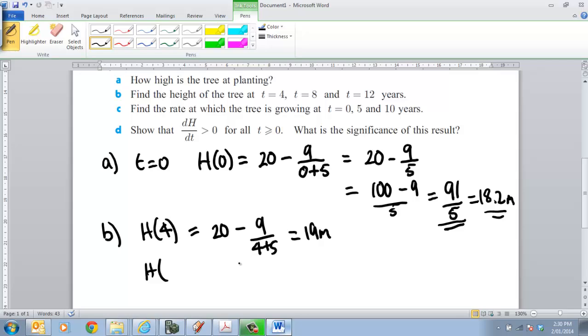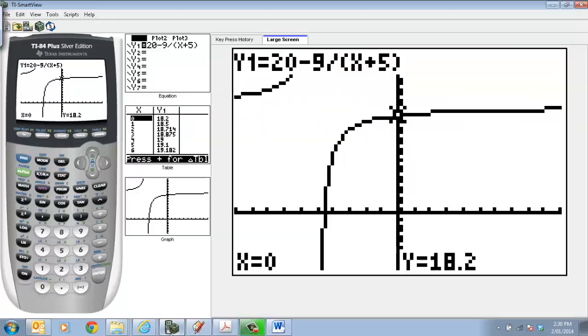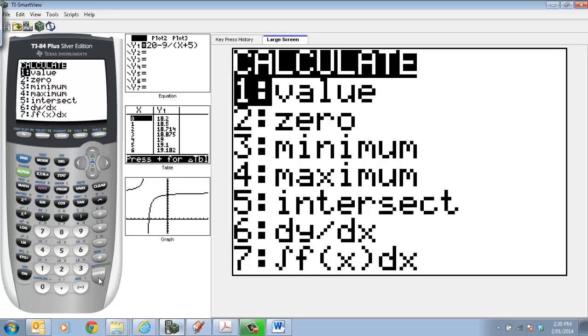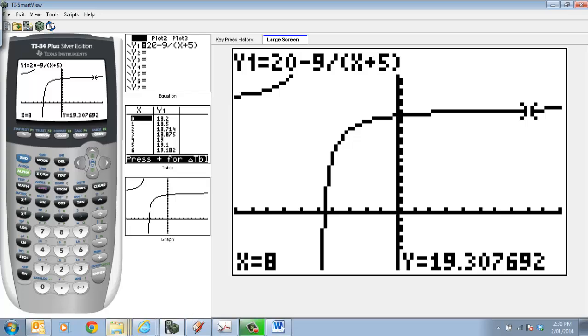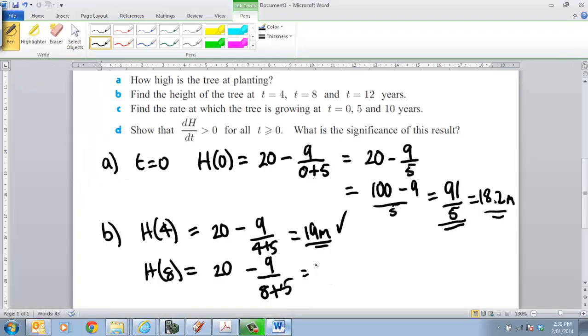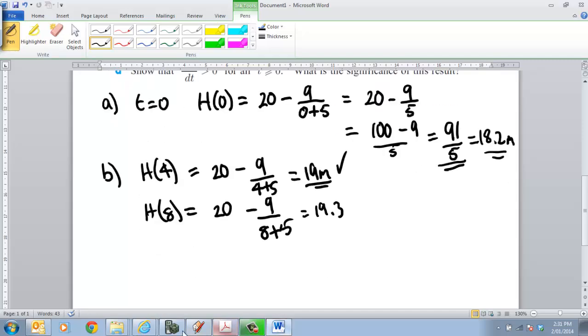You only get marks for your answers, okay? So the idea is to do this as quickly as you can. I'm not even going to give you marks for doing this bit here. I'm only going to give you a mark for getting the right answer, okay? So that's 9 over t plus 5. You could even just go to your calculator, go to calc, go to number 1, go 8, and that's 19.3. So that's 19.3, and then you can go to 12 and do the same thing over here.